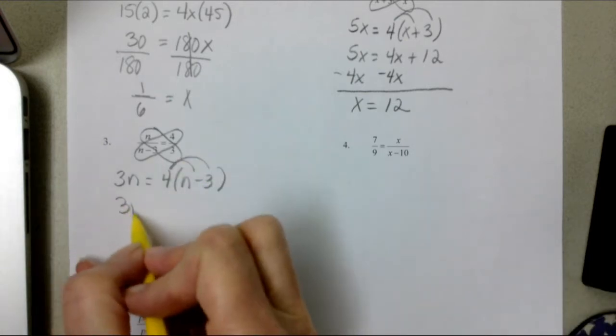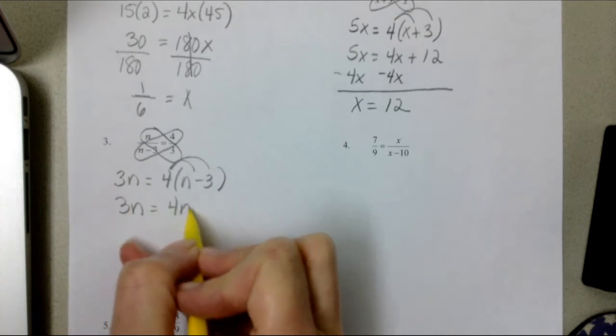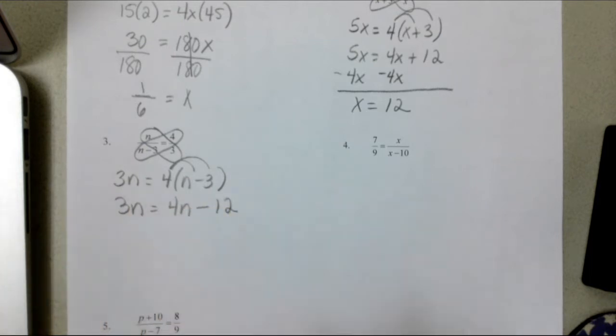By the way your Algebra 1 teacher taught you, I again continue to solve by moving my letter to the left. So I'm going to subtract 4n from both sides. And then finally we can divide both sides by -1. And n equals 12 again.